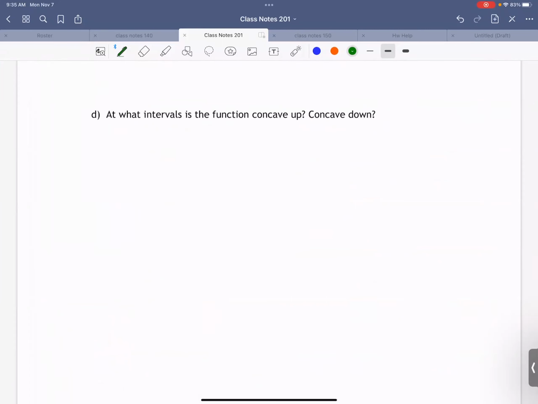How do you think I'm going to find this? Yeah, right. I want to find places where my second derivative is equal to 0, because that tells us where my second derivative is going to be negative, where it's going to be positive. So the first thing we're going to do is take my second derivative and set it equal to 0. My second derivative is 12x squared minus 24x. I got that from part A.